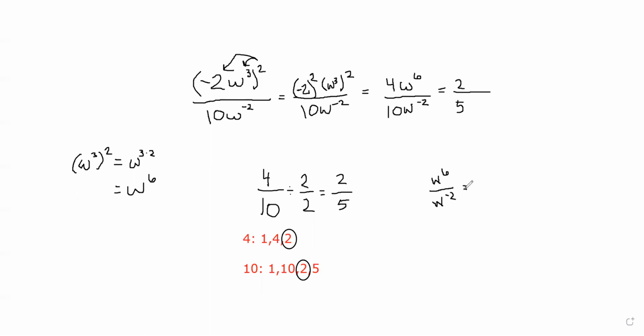All right. If there are no questions, then we move to the W's. So again, division means we subtract. So 6 minus -2. And you know the drill now. Double minus turns into a plus. So this is w to the 8th power. I'm going to center my 2 over 5 here. And that is the answer. Any questions about any of this?